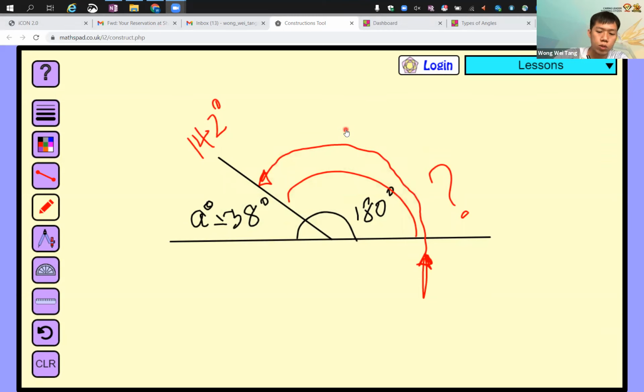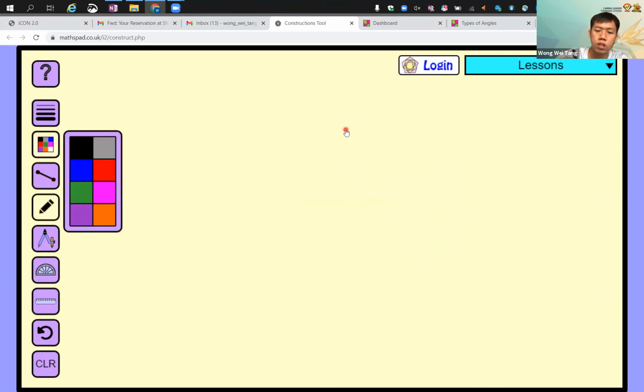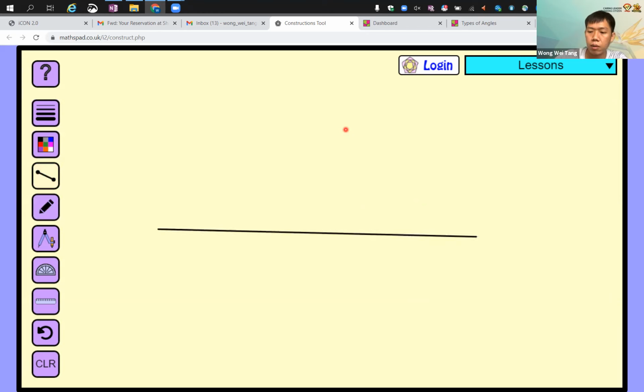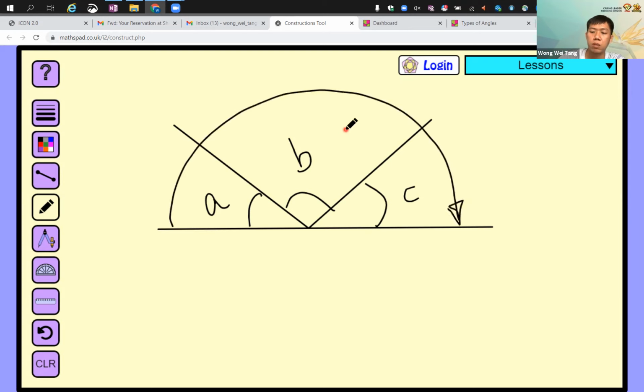Okay, so I'm going to give another example. This time, still the same straight line, but I am going to split it into 3 parts. So 1, 2, 3. Let's call this angle A, angle B, and angle C. Because they all lie on the same straight line, we know that A plus B plus C must add up to 180 degrees.